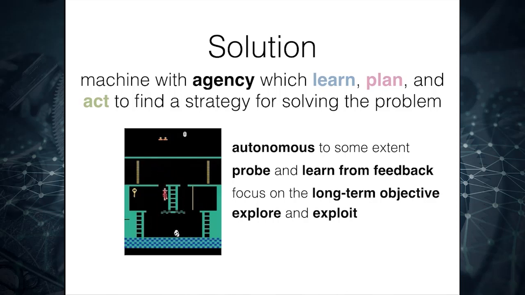So one of the ways to solve this is through the RL framework, where we want to build an agent which has the capacity to learn or plan and act to find a strategy for solving the problem. So the agent has to be autonomous to some extent, should be able to explore a bit, probe the environment and learn from feedback, focus on a long-term objective, and there's a trade-off between exploration to get new knowledge and exploitation of that knowledge to actually play the game better.